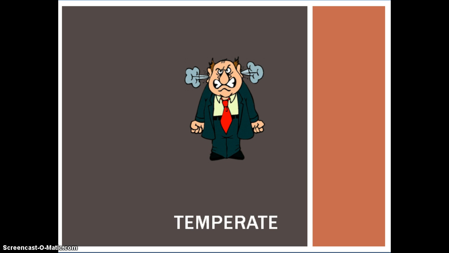Temperate is next, and I have this person here who's very angry. And if you're angry, you're not temperate. So he's not an example of temperate. But temperate means mild or moderate. So somebody that has a calm personality, somebody that really does not fly off the handle very easily, does not lose it very easily, kind of even-tempered, would be temperate. Okay. The synonym for that word is mellow. Antonym is harsh.